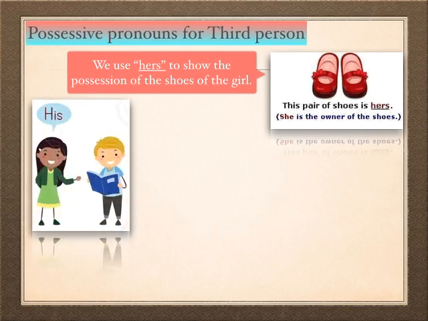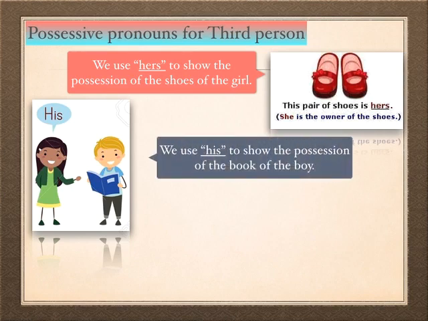Let's see the second image. Here we can see a girl who is pointing out at the boy who is holding a book. She is referring to the boy with his book. So here we use his to show the possession of the book of the boy. So we use his as a possessive pronoun for masculine gender third person singular.